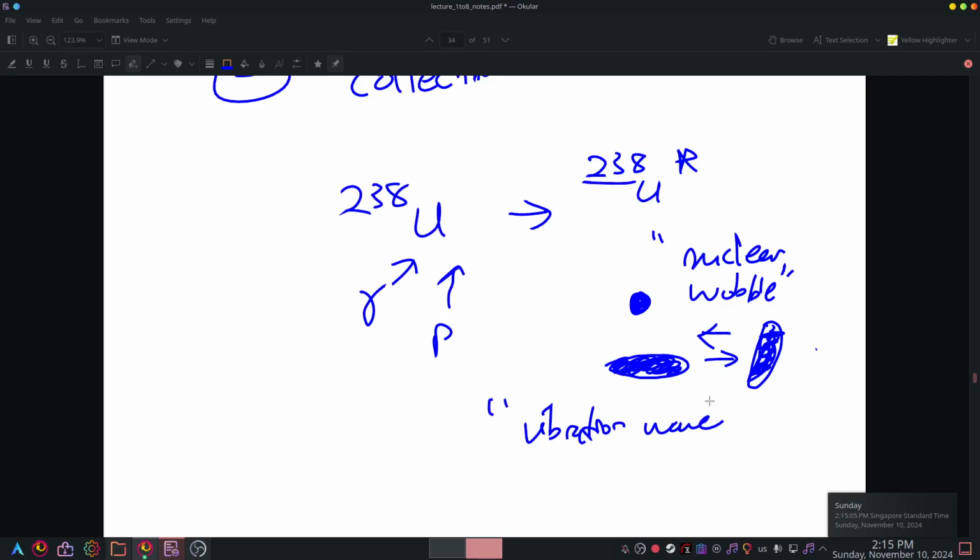A collective vibration wave of protons and neutrons that are wobbling together as if they're a liquid drop. So this is vibrating as if they're a liquid drop. This is how we can excite larger nuclei like uranium, like lead. A lot of them can exhibit this sort of vibration.